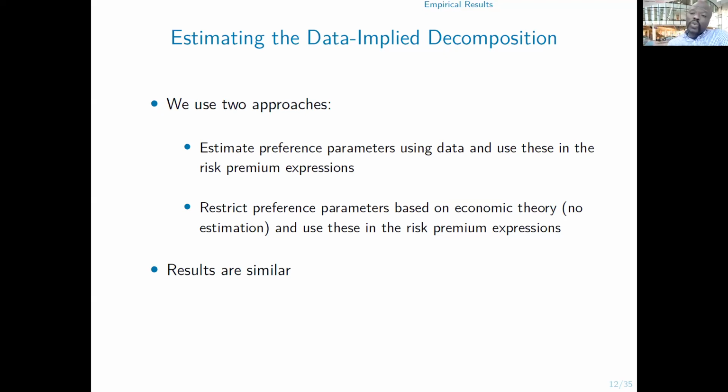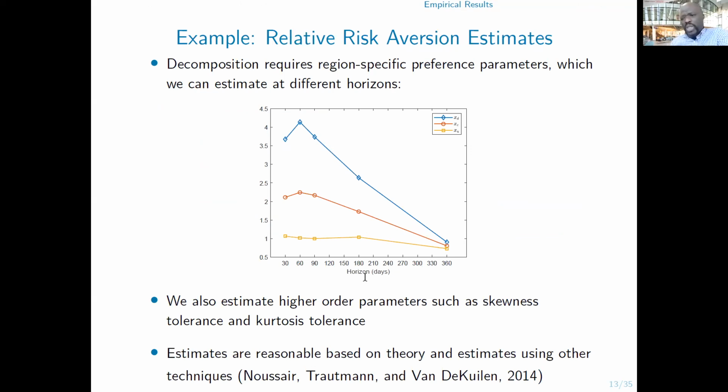The second approach is to avoid doing that and rely on economic theory and say, well, we all agree that the risk aversion should be higher than 1. Let's do that. And there are also restrictions on the skewness parameter and the kurtosis parameter. These restrictions are consistent with economic theory, and we provide references on that as well. We compared these two approaches and found that they are pretty similar, not that different.